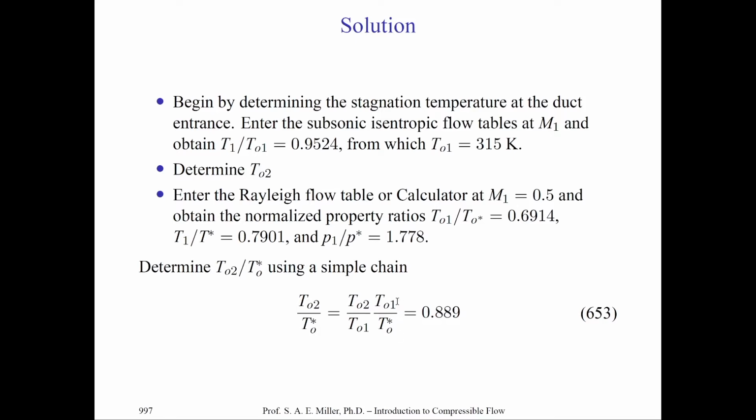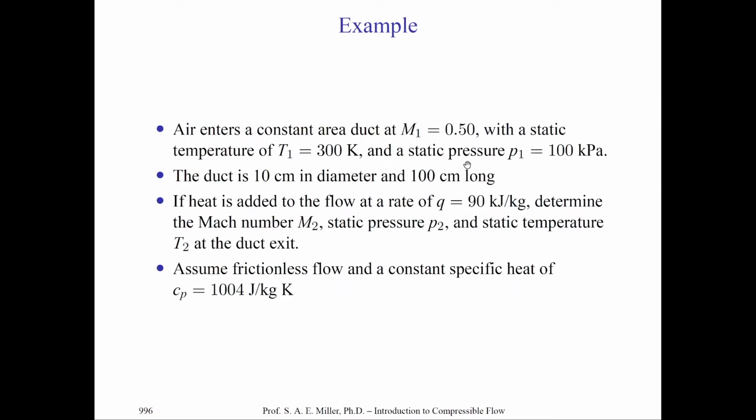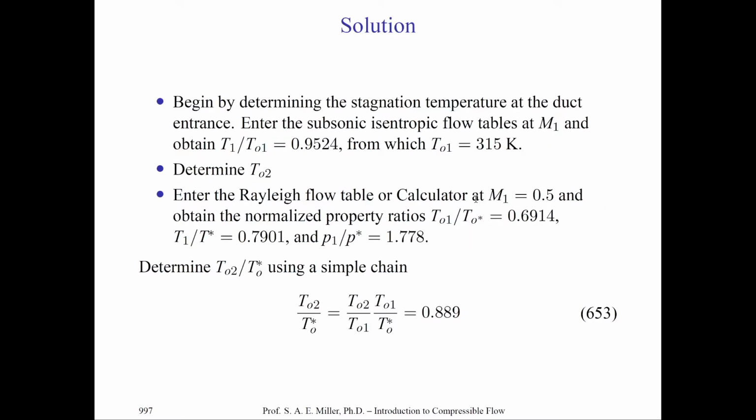Indeed, we know T01 over T0 star, and we know T02 over T01 because, of course, we know the heat transfer rate Q into the flow, which is given as 90 kilojoules per kilogram, which is equal to, of course, Cp times delta T0. Fill in these ratios once we have them, and you'll find a value of 0.889.